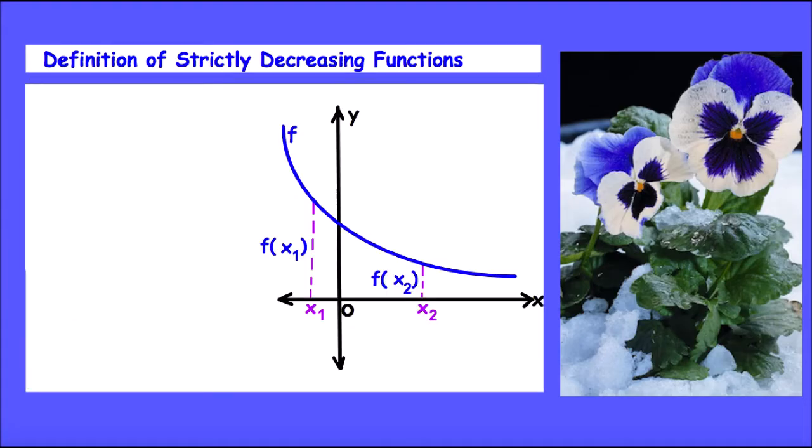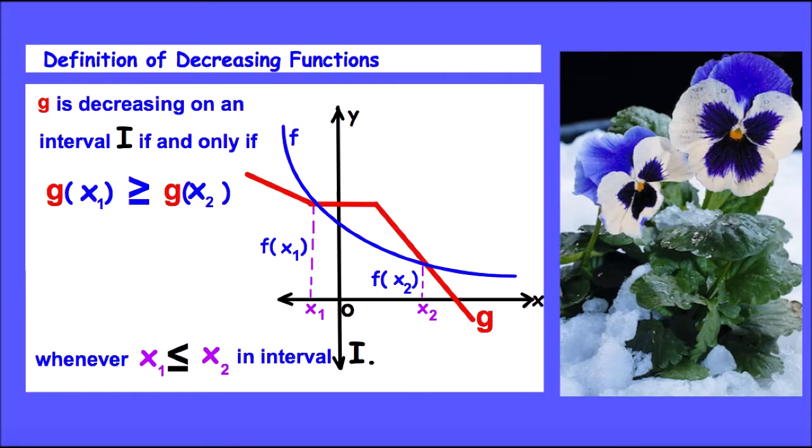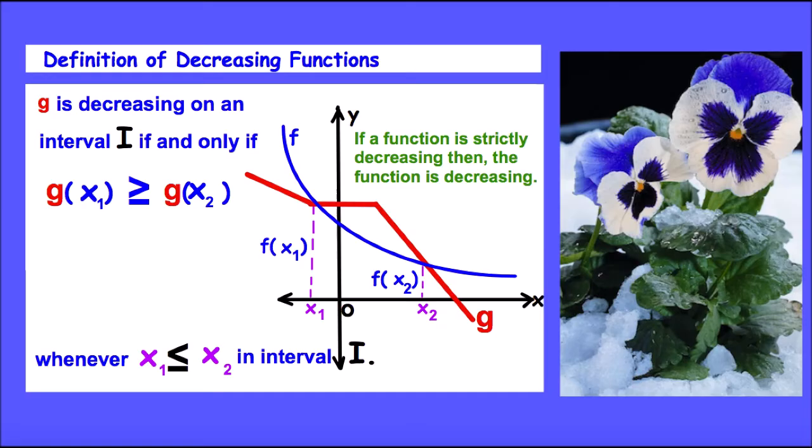Definition of strictly decreasing functions. F is strictly decreasing on an interval I if and only if f of x1 is greater than f of x2 whenever x1 is less than x2 in interval I. Definition of decreasing functions. G is decreasing on an interval I if and only if g of x1 is greater or equal to g of x2 whenever x1 is less or equal to x2 in interval I. If a function is strictly decreasing, then the function is decreasing.